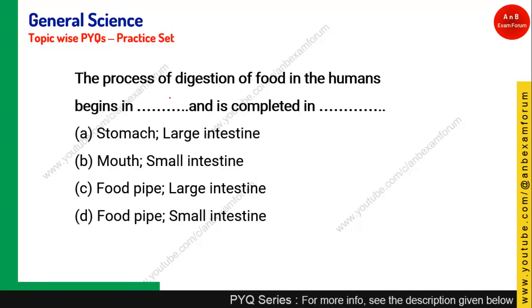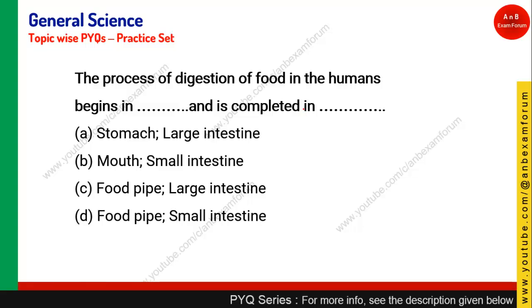Let's see the next question. The process of digestion of food in human beings begins in dash and completes in dash. I told you, when you take your food inside your mouth, the digestion starts. It starts digesting carbohydrate. So it begins in the mouth. We have only option B which has mouth in the beginning, and it is going to be completed in the small intestine.